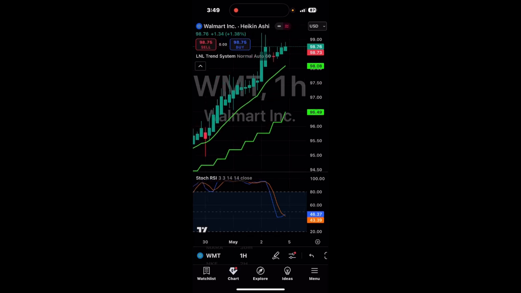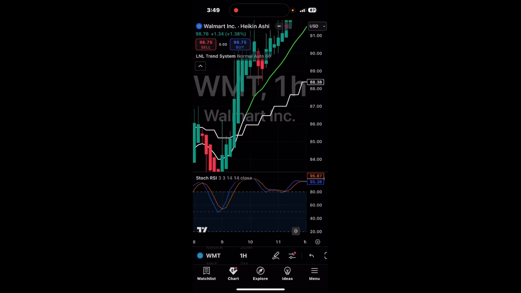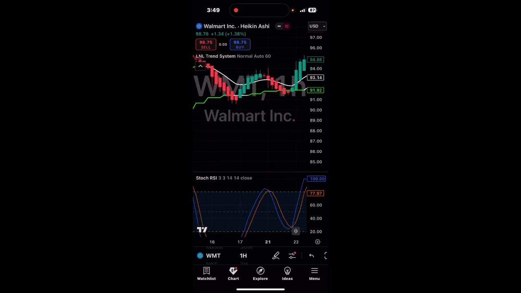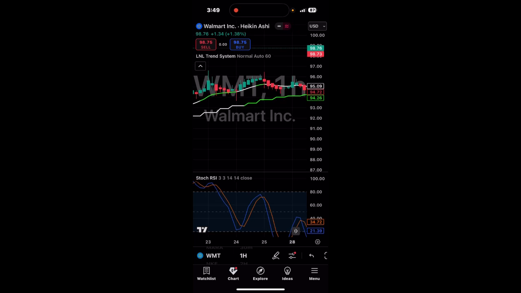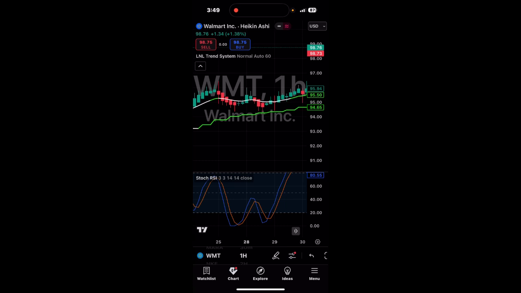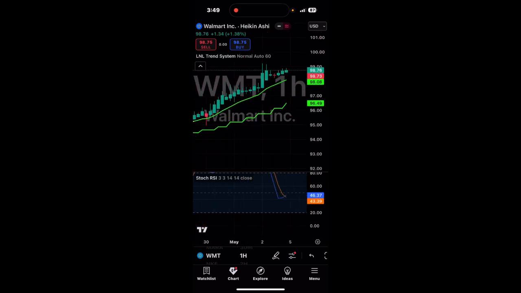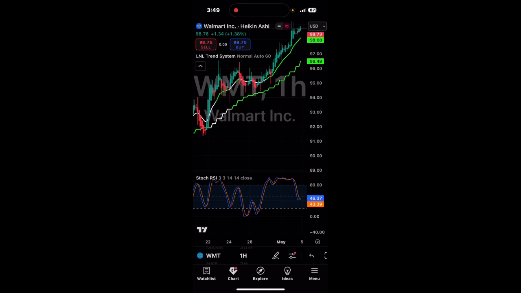Let's look at Walmart real quick. So the overall direction of Walmart is up. It's up right here, so you want to focus on all the moments where it's going up. Got a moment right here. Got a moment right here. Got a little moment right there. It's not a big one. Got a moment right here. So anyway, you guys get the general idea. Plug in the LNL trend system on the hour. Look at what the direction is, and then you focus on that direction with the stochastic RSI.